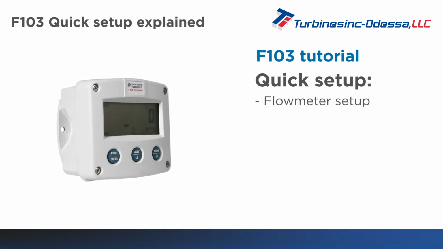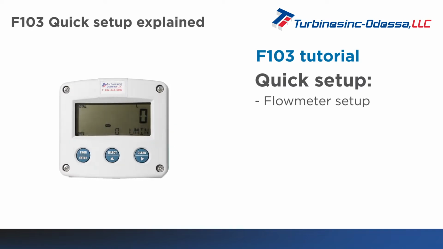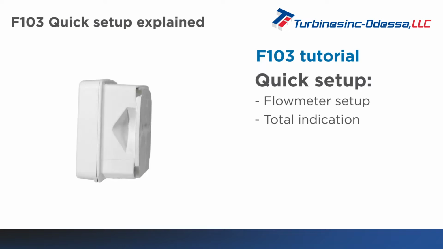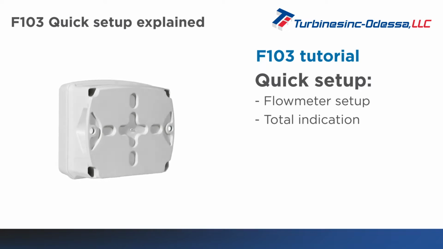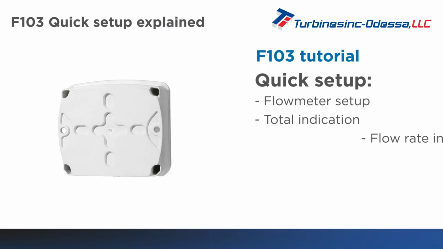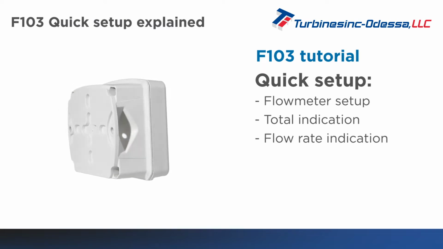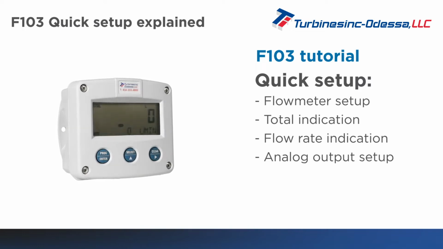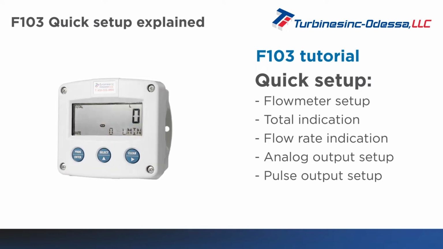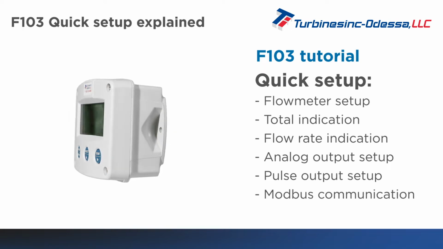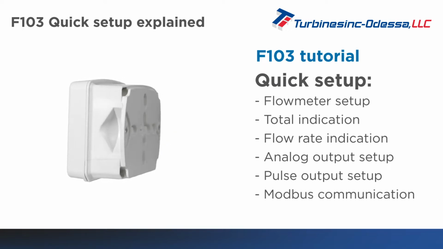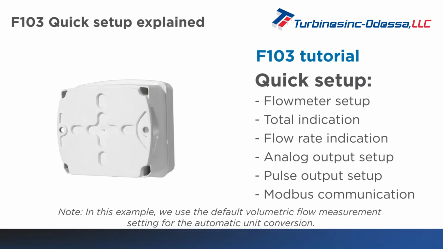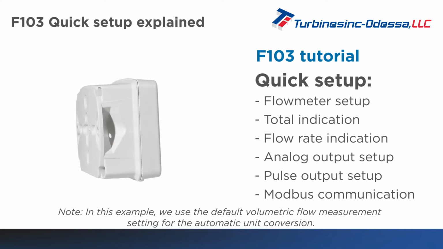Flow meter setup, like signal type, measuring unit and K-factor of the installed flow meter. Total indication, like measuring unit and decimals of the displayed totals. Flow rate indication, like measuring units and decimals of the displayed flow rate. Analog output setup, pulse output setup, Modbus communication setup. Note, in this example, we use the default volumetric flow measurement setting for the automatic unit conversion.